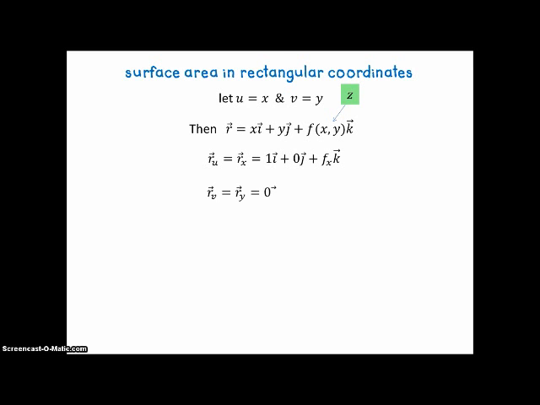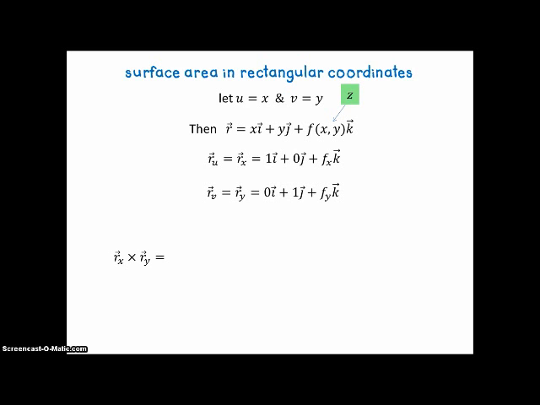And then our v is the same thing, except we use y for v. And so the partial derivative of x is 0 with respect to y, and the partial derivative of y is 1. And then we have the partial derivative of our f function with respect to y, or z sub y if you prefer.